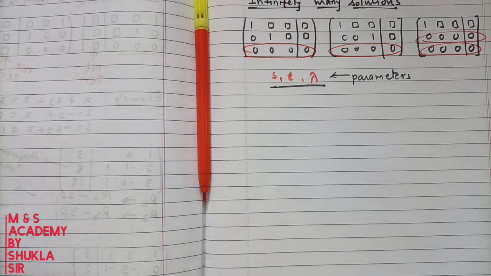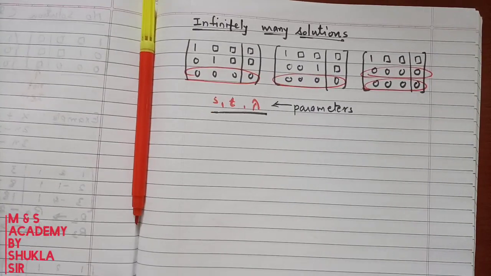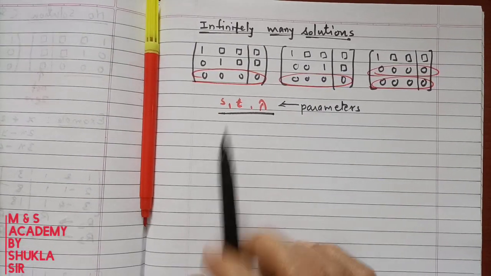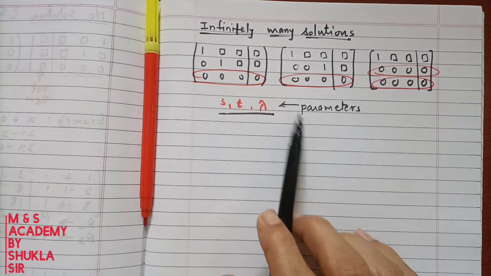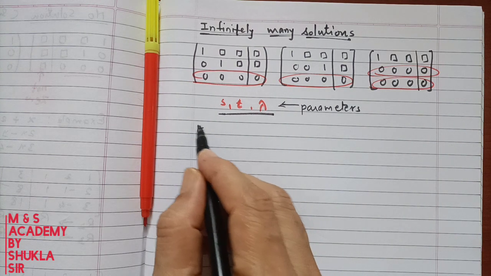That is, the solution now totally depends on the value of the parameter that you are assigning. So for different values of the parameter you are getting different solutions. Hence the given system has infinitely many solutions. We can consider an example.